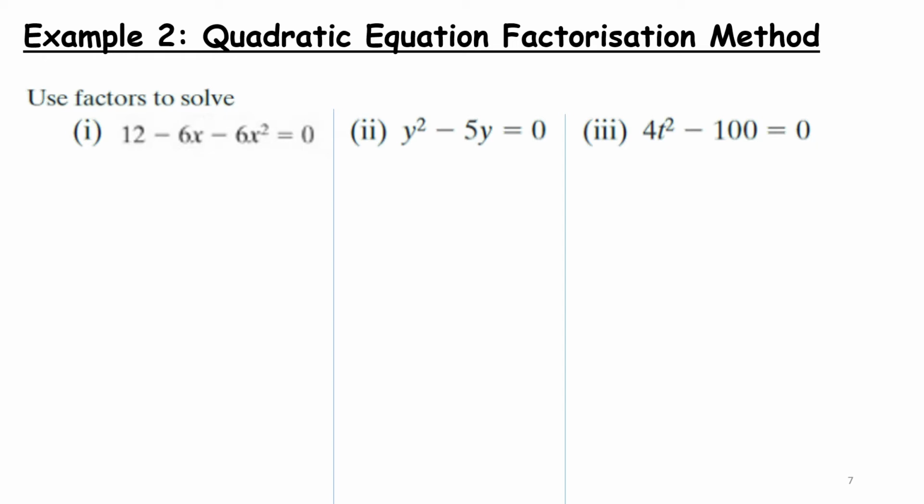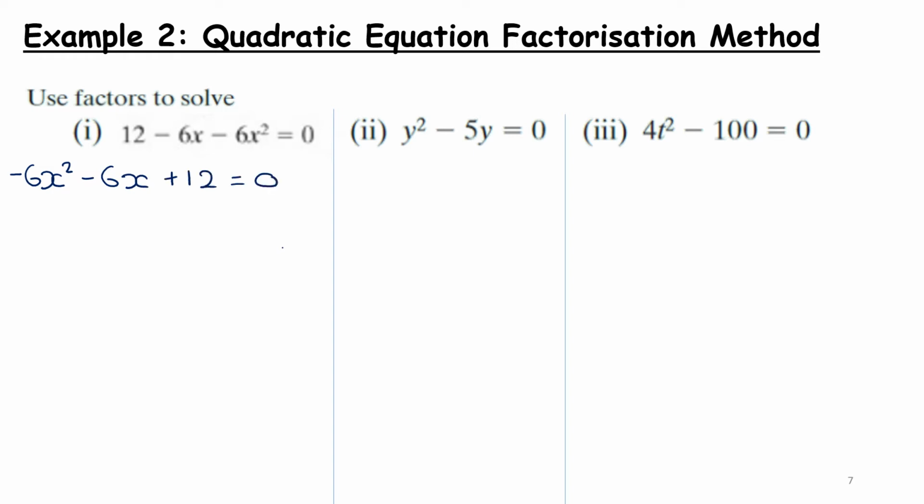Let's look at a few more examples. So the first one here, use factors to solve 12 minus 6x minus 6x squared equals 0. The first thing I notice about this is that it's written the wrong way around. So I'm going to write it like a normal quadratic trinomial. I'm going to write the x squared term, then the x term, then the constant.